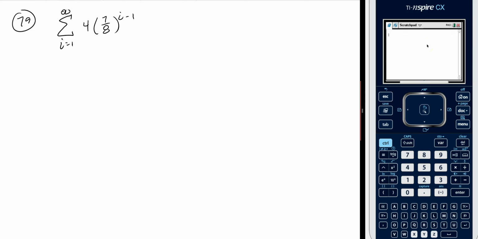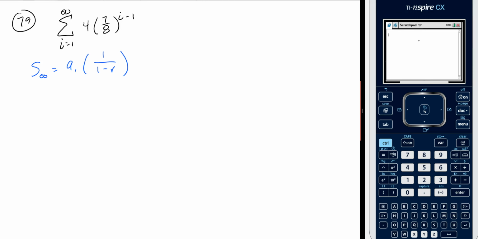Alright, 79. This is a sum to infinity of a geometric sequence. So the sum to infinity of any geometric sequence is S infinity equals A1 times 1 over 1 minus R. That's all it is. So we need the first term, we need the common ratio, and we're done.